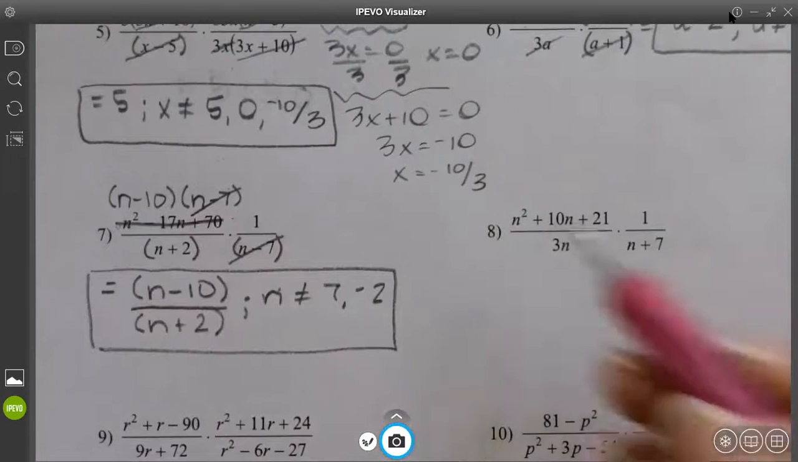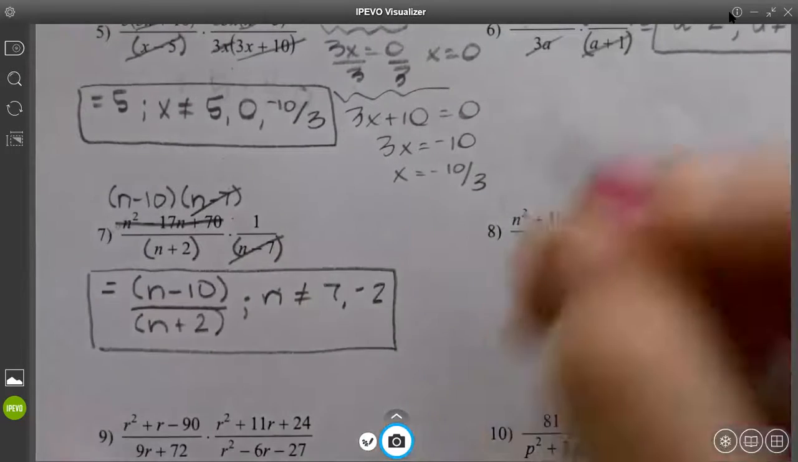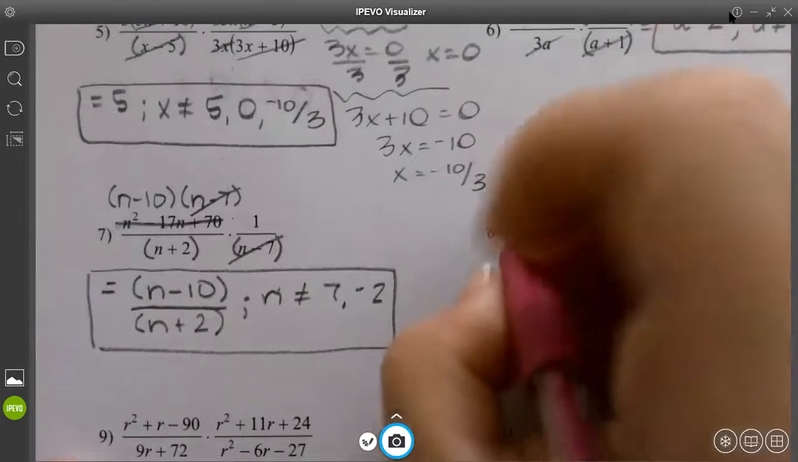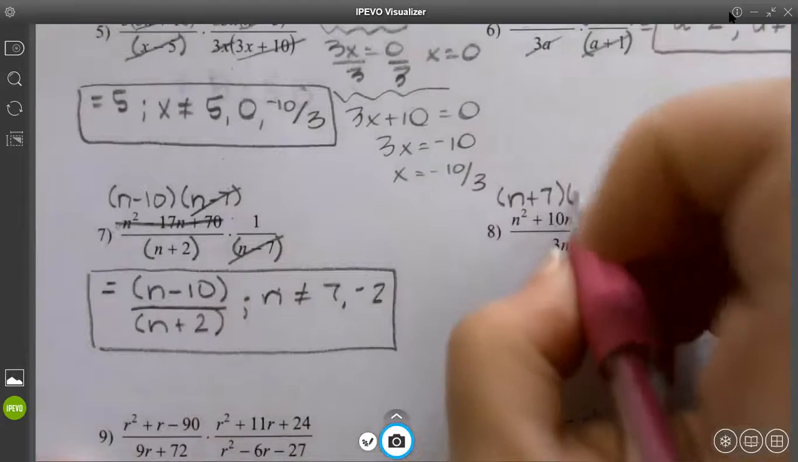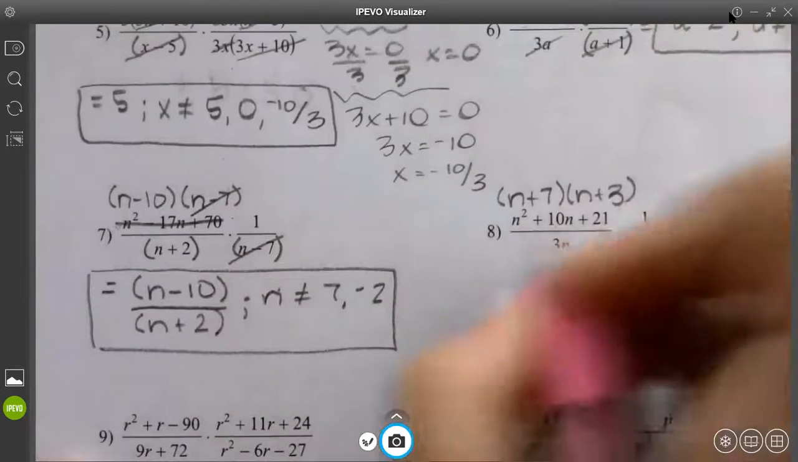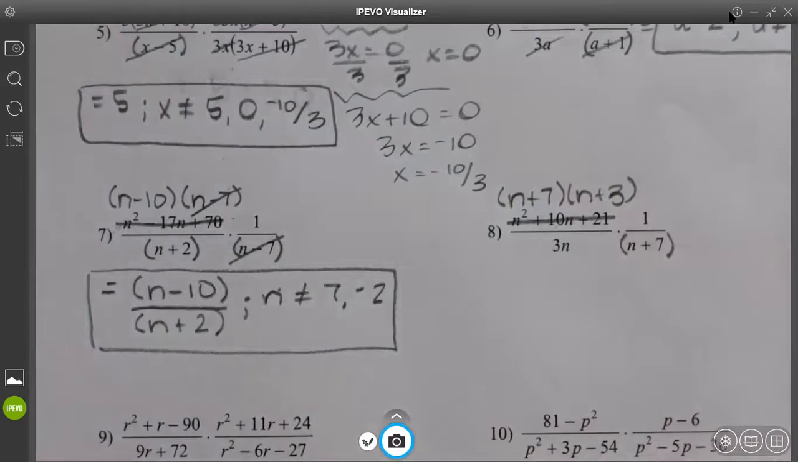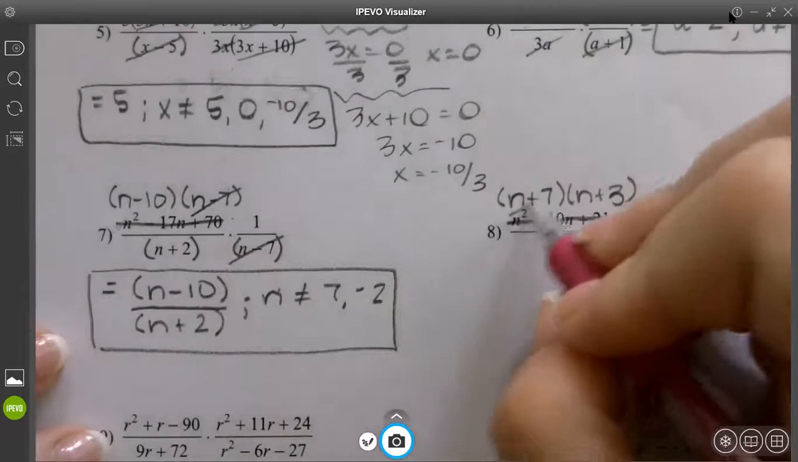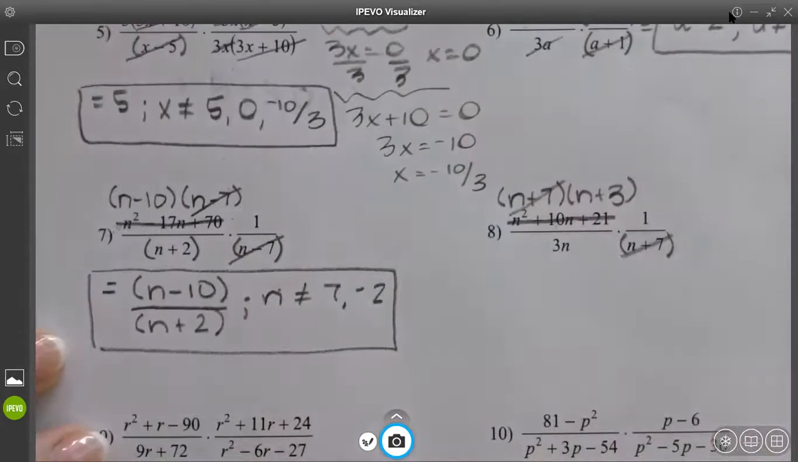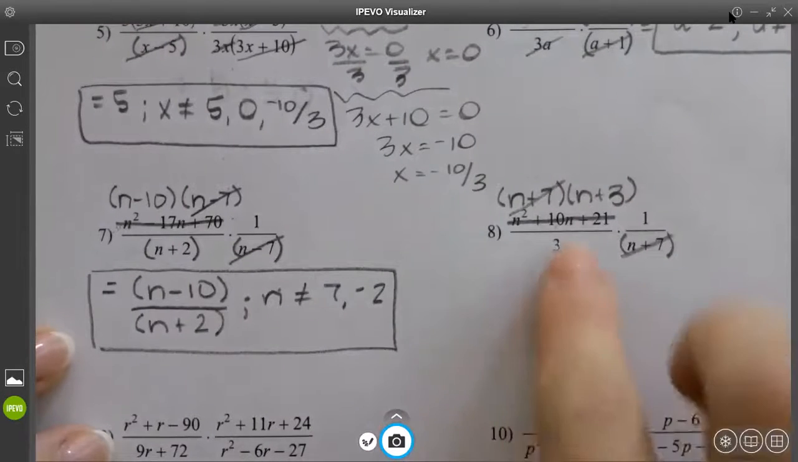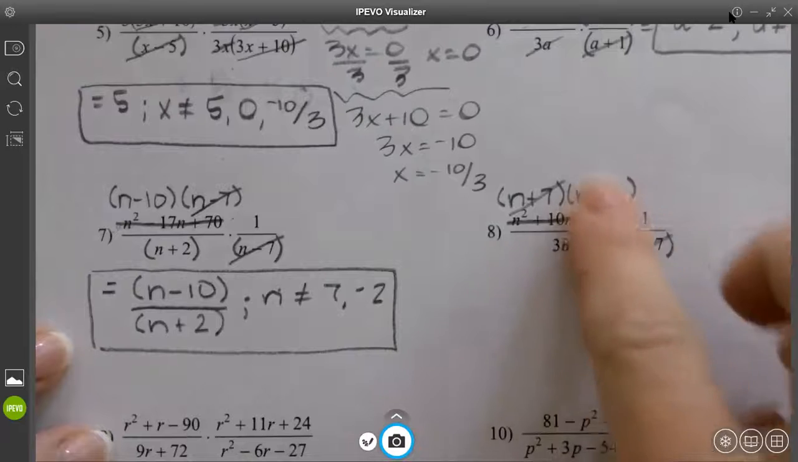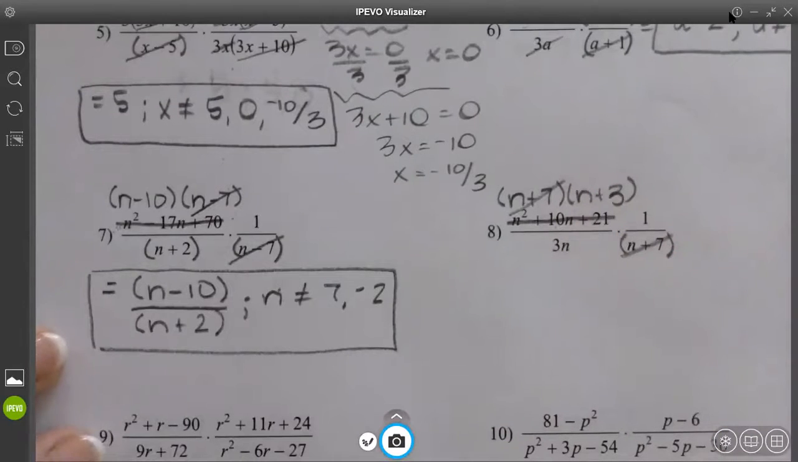What are your factors of 21 that add to 10? So this is going to change to n plus 7, n plus 3. And then on the bottom over here, we have an n plus 7 that I'm going to group together. If it's the same on the top and the bottom, we can mark it out. So the n plus 7 marks out. You cannot mark out the 3 or the N. These go together and it has to look exactly the same. Okay, so don't try to mark anything else out.